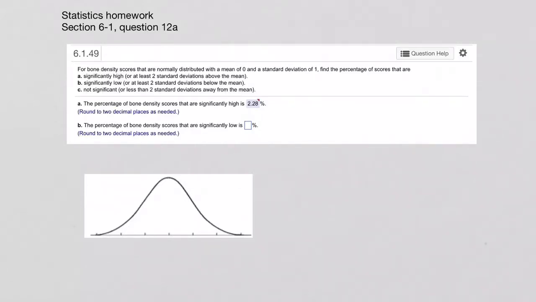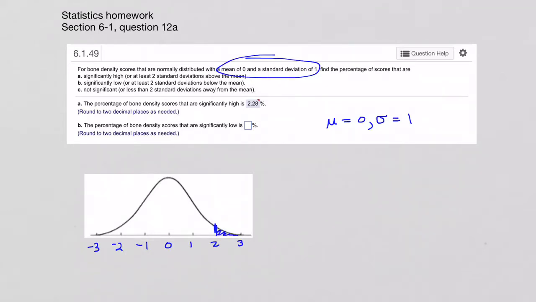In this problem, we're told that for bone density scores that are normally distributed with a mean of 0 and a standard deviation of 1, so immediately I know we're talking about our standard normal distribution. We want to find the percentage of scores that are, in part A, significantly high, or at least 2 standard deviations above the mean. So I've got my normal distribution here. I label the horizontal axis 0, 1, 2, 3, -1, -2, -3, and we want 2 or greater.